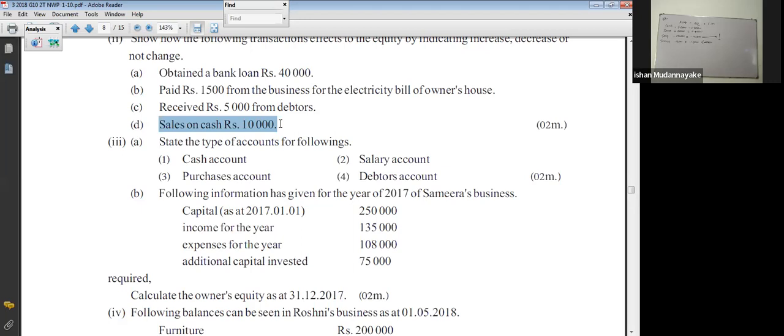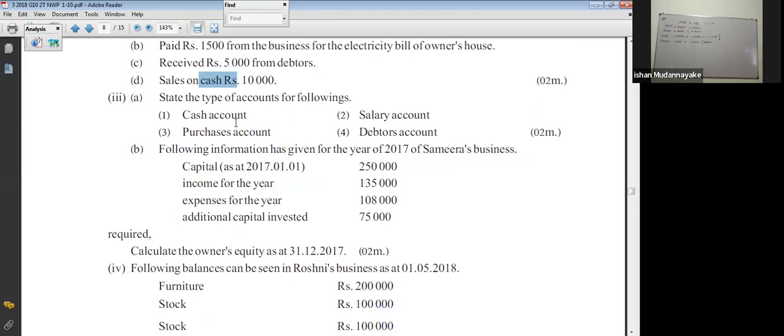Then look at number 3. Sir, what is the answer for C? C, received 5,000 from debtors. No change. First one, no change. Second one, decrease. Third one, no change. Fourth one, increase.